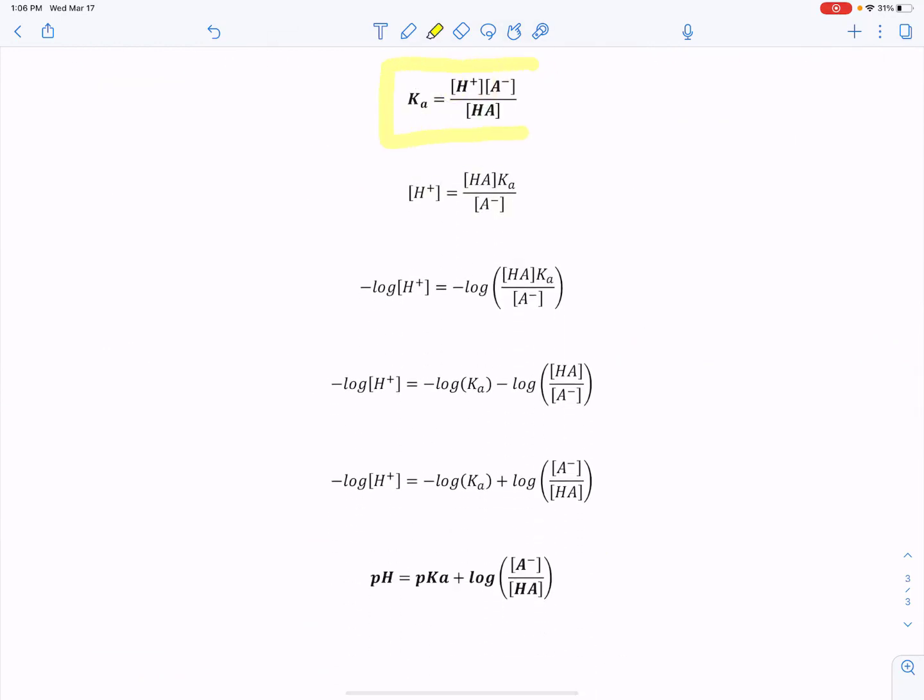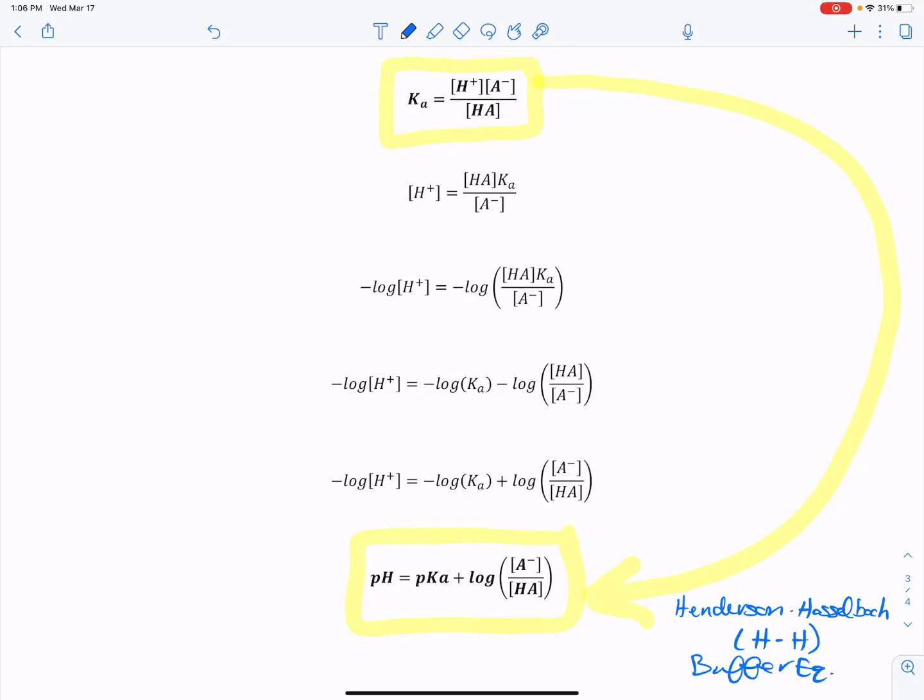What you see at the top is our equilibrium expression. Down here at the bottom is our buffer equation. In this video, we're going to attempt to go from one to the other just using algebra. The equation you see down here is the Henderson-Hasselbalch equation. I call it HH for short, or you can also call it the buffer equation. So how do we go from this to the next one algebraically?